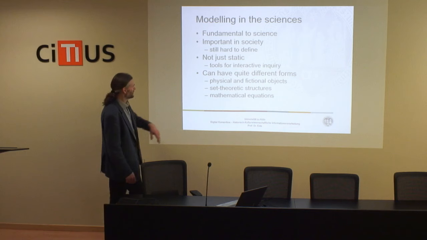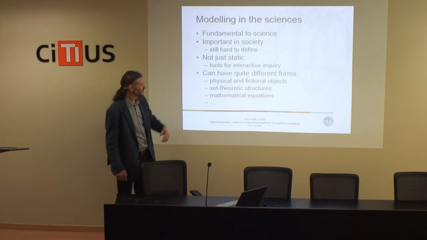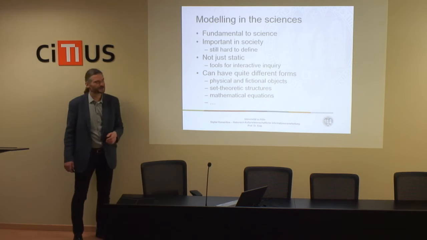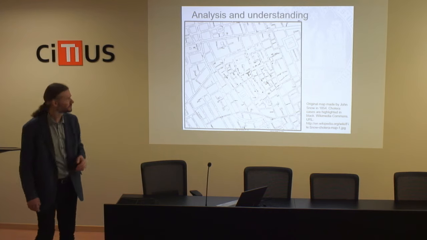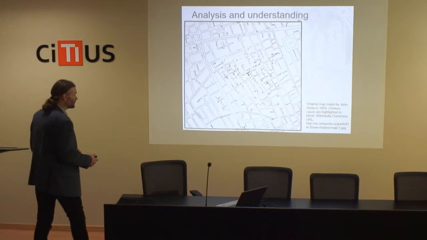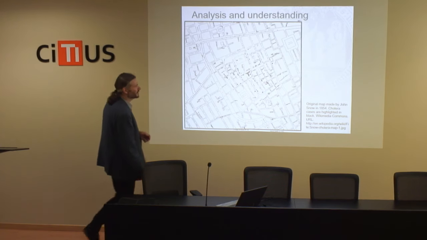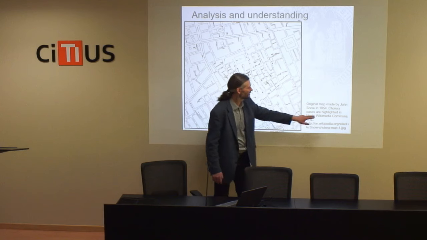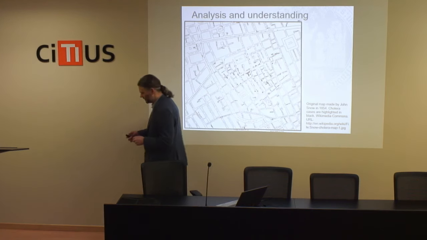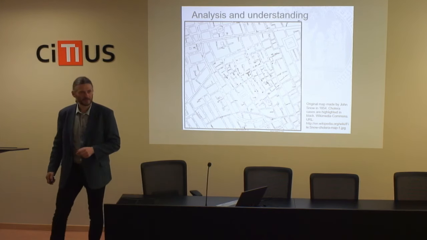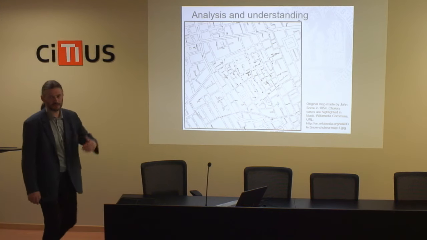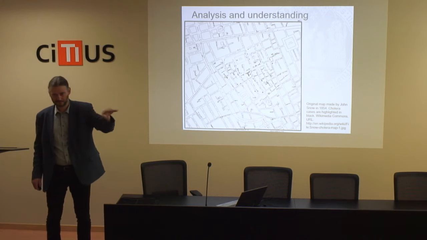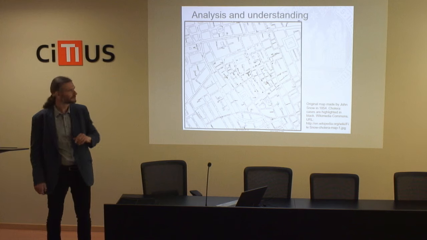And then, of course, there are other things that can be expressed in set theory, mathematics, and a lot of other forms. So let's go back to some examples. This is a map of London created by Dr. John Snow in 1854. It was a cholera outbreak. People were dying. A lot of people were dying. And what he had were lists of deaths with addresses. So they had identified each person dying and which house they lived in.